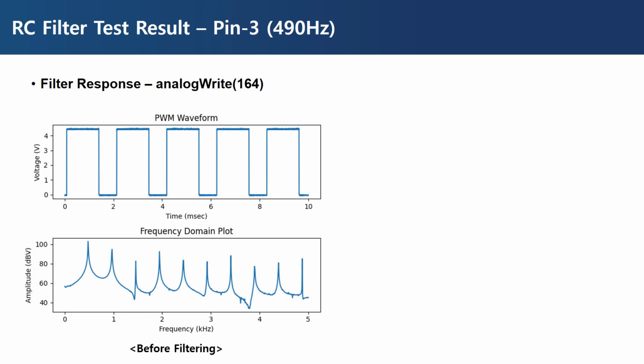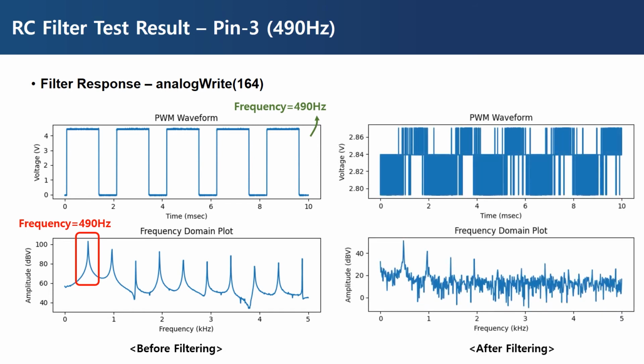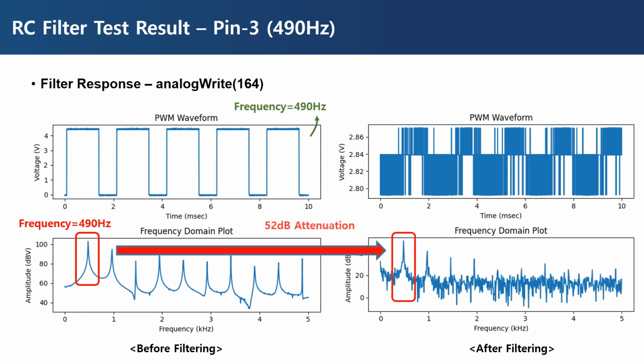This is the result of the PWM signal from pin 3 of Arduino Uno. The PWM value used here is 164, which corresponds to a duty cycle of 64%. The frequency is 490 Hz, and the period is approximately 2 milliseconds. In the frequency domain plot, you can see the dominant component is located at 490 Hz, and at integer multiples, the harmonic components are present. If you look at the output of the RC filter, an analog signal corresponding to 2.8 volts is observed in the time domain, and in the frequency domain, you can also see the component present at 490 Hz, but attenuated by about 52 decibels, complying with the design of the filter.